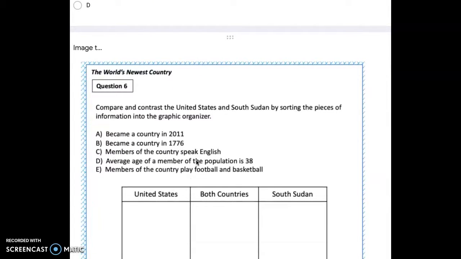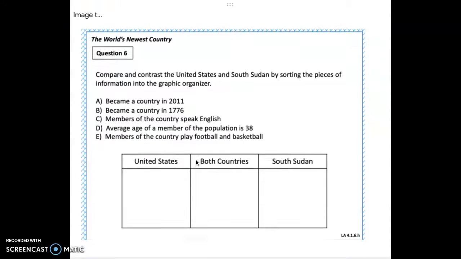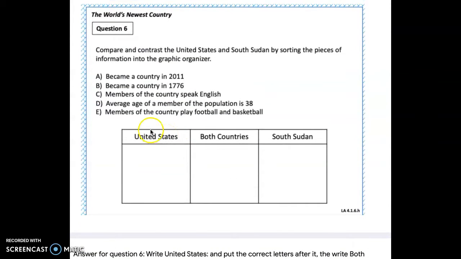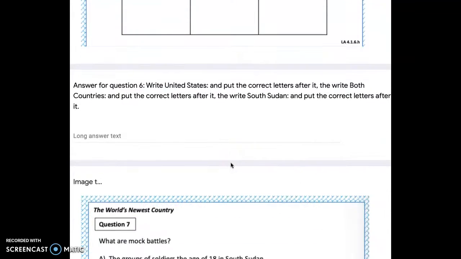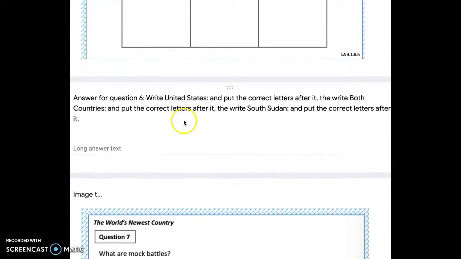Now this one you need to look at and be careful because you will be answering for the United States, for both countries, and for South Sudan. We're going to compare and contrast South Sudan and the United States, and then there will be some that will be for both. And the way you will do this is in a long answer text.